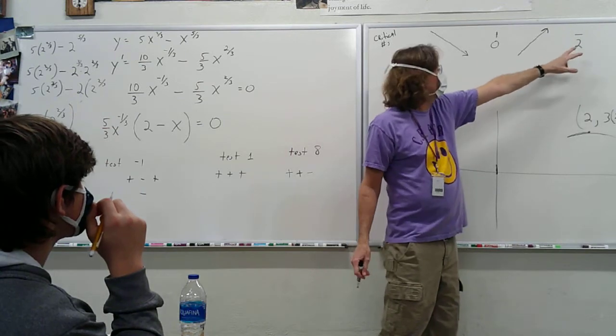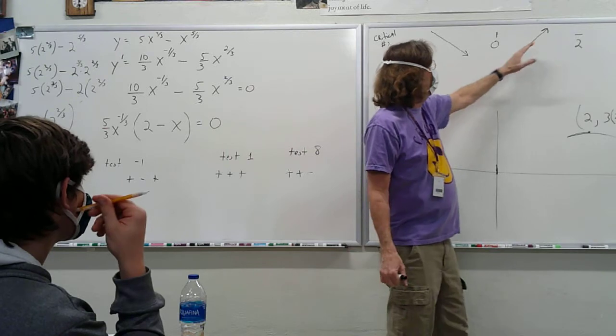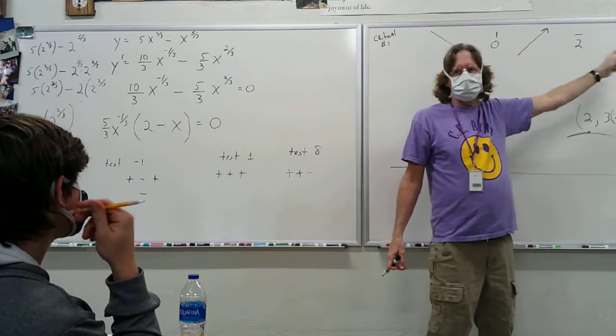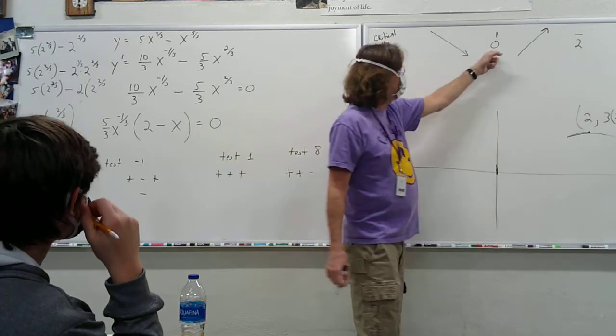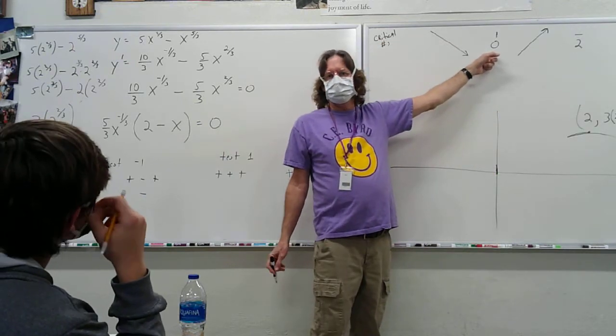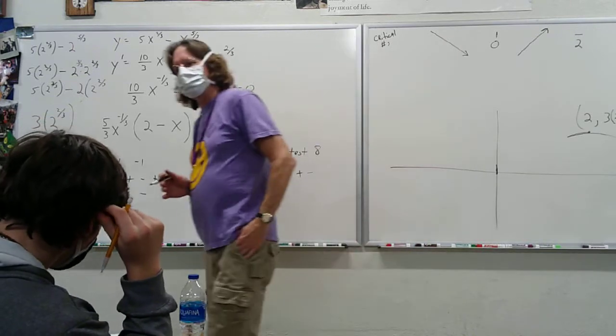Does everybody realize this is a relative maximum here? If it went up and then when it went down, does everybody see that has to be a relative maximum? What is zero? It is a relative minimum because it went down and then went back up. The chart answers lots of questions.